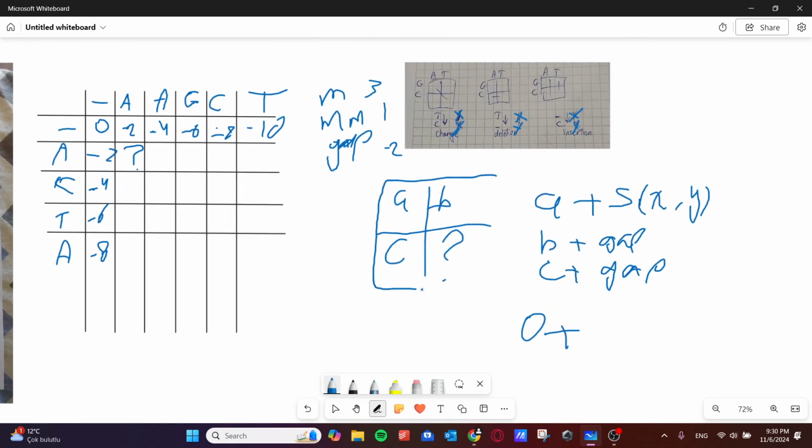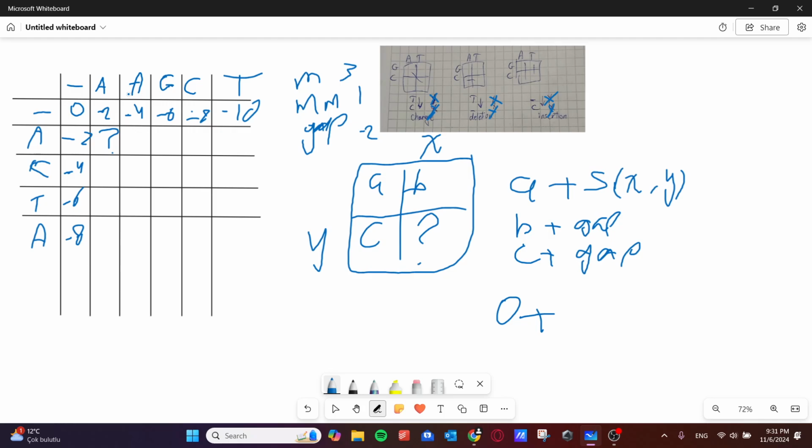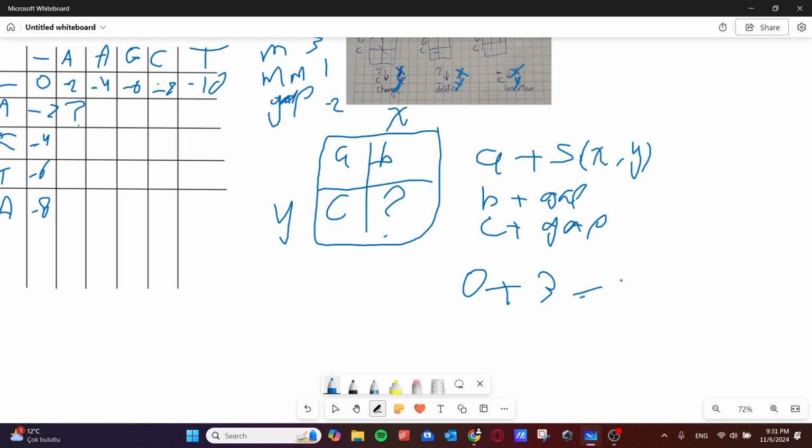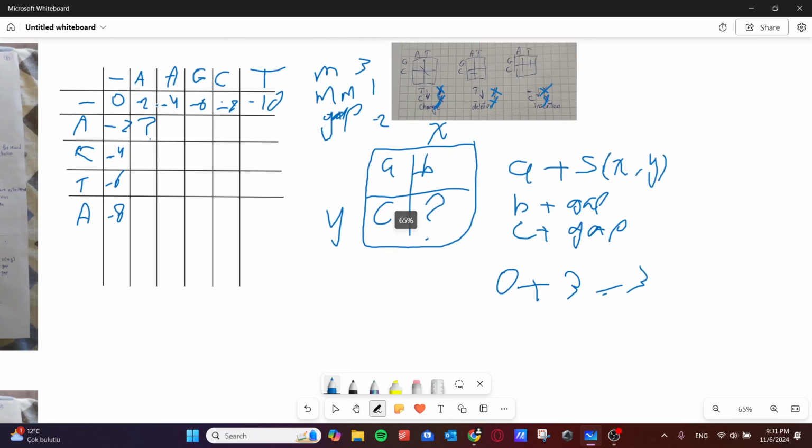What we mean here by X and Y, here X, here Y. X and Y is the A here, as you can see. This is the X, this is the Y. So what is the alignment of X and Y? In this case, AA. AA is a match score, because it's the same character, right? So since it's a match score, we put plus 3. This is equal to 3.